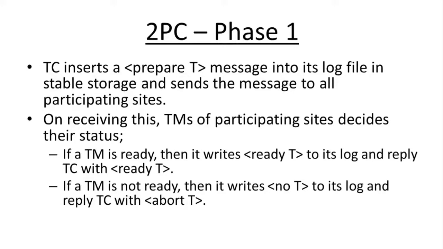So first the transaction coordinator writes the prepare T message in its log file in stable storage. Let us assume that the hard disk is stable storage. It then sends the message to all the participating sites. Then, on the participating site side, on receiving this message, the transaction managers of the participating sites decide their status.